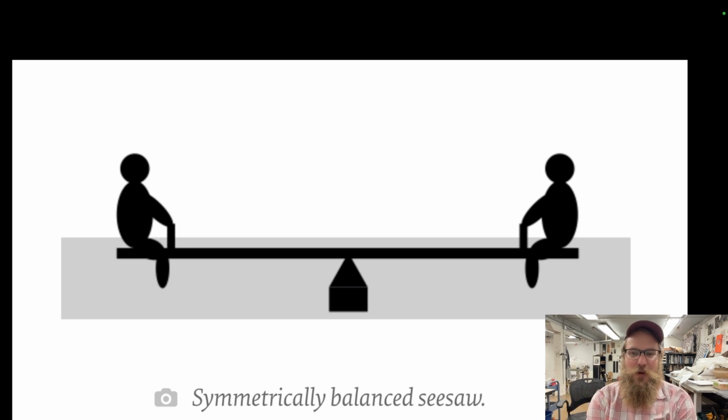I love these crappy seesaw images. They just work so well for this, though. So we've got these little ovoid people sitting on a seesaw. We all understand that because they're equal weight, they balance out the scales.